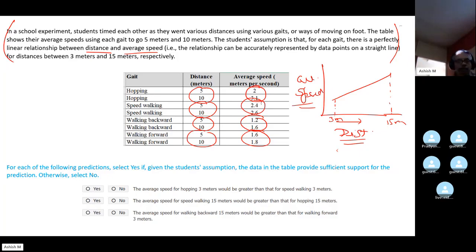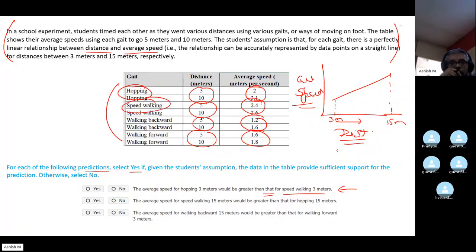Now it says for each of the following predictions, select yes if, given the student's assumption, the data in the table provide sufficient support for the prediction. This is the first prediction: the average speed for hopping 3 meters would be greater than the average speed for speed walking 3 meters.